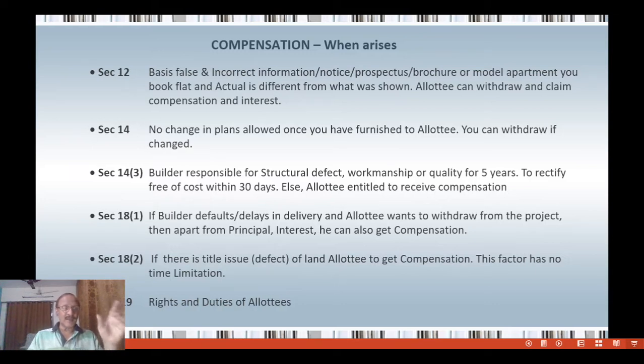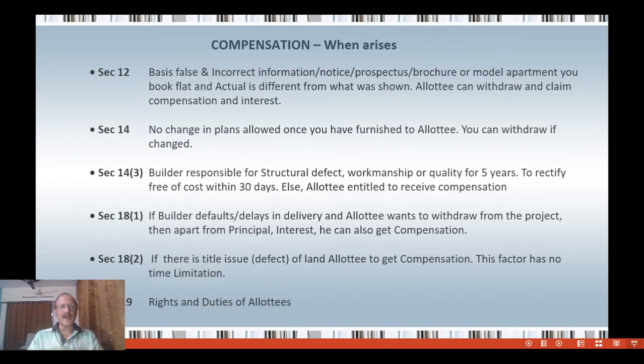So that should be a wrong advertisement, false advertisement, false propagation, notice or pamphlets or audiovisual or anything you call it. Everything is covered, whether it is a written paper, newspaper, hoardings, whatever, or a sample flat, but if you are giving something else, it is not acceptable. Okay, that is section 12.